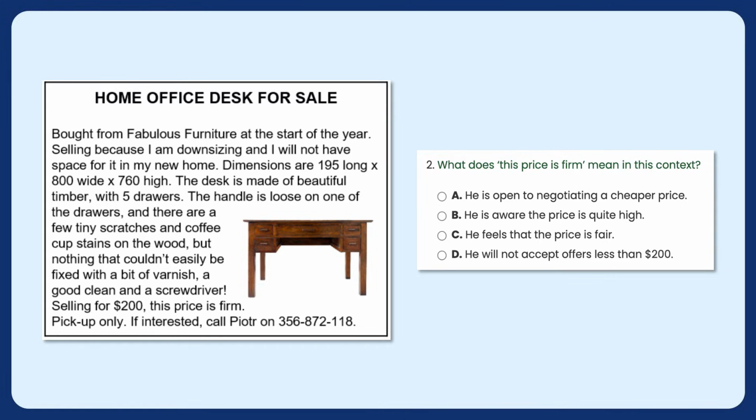Well, with hard, I think we can eliminate A and B. Cheaper than 200 seems strange for a hard price. And B, well, there's no reason to think that either. C and D, well again, hard seems to imply it will not change, so he won't take less than $200.